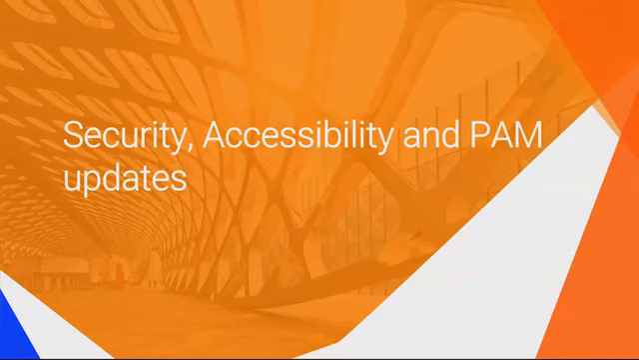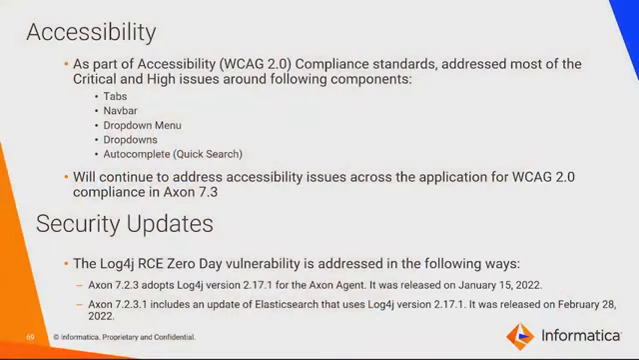Let's quickly look at the security and accessibility changes which have been introduced in 7.2.3, and then look at the PAM for all the three releases. From the accessibility point of view, as I mentioned, we have started our journey to make the application WCAG 2.0 compliant. As part of that, we have addressed most of the critical and high issues related to the tabs, navigation bar, drop-down menus, and the autocompleter, which is the quick search. This will continue, and we are going to address more of the issues in 7.3, which is coming up in June 2022.